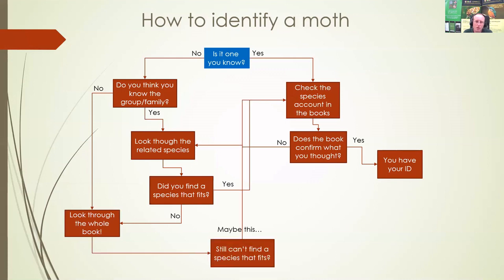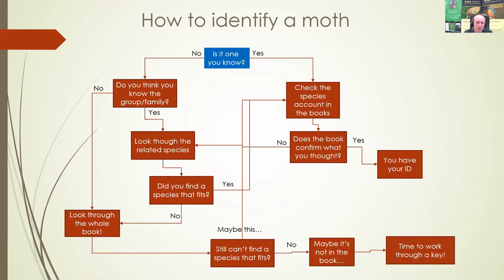If you think you might have something that kind of fits, then go back and check the books based on what that came up with. But if it isn't, well, maybe it's not in the book, or it might be in the book but hidden in amongst the similar species. And if it's not, then the chances are you're going to have to work through some kind of key, or talk to an expert who can at least point you in the right direction.